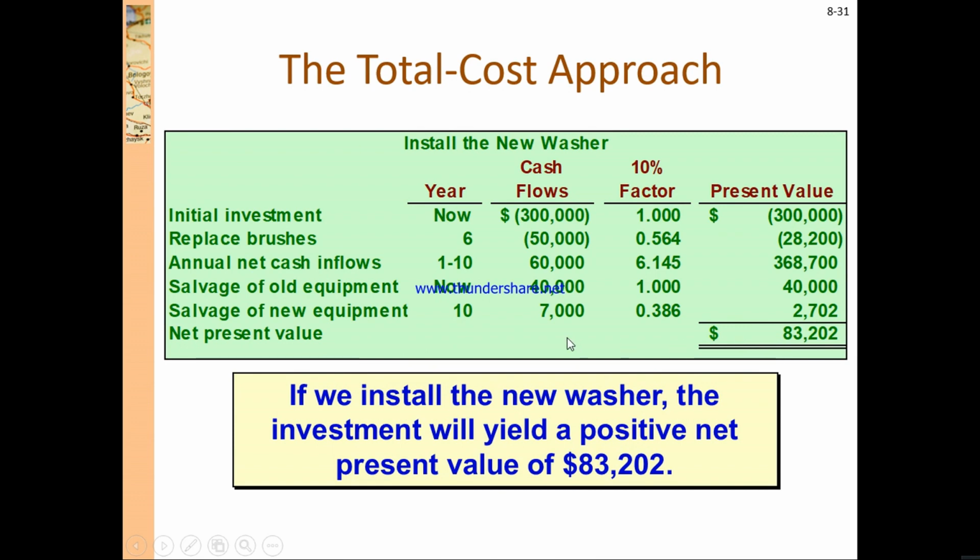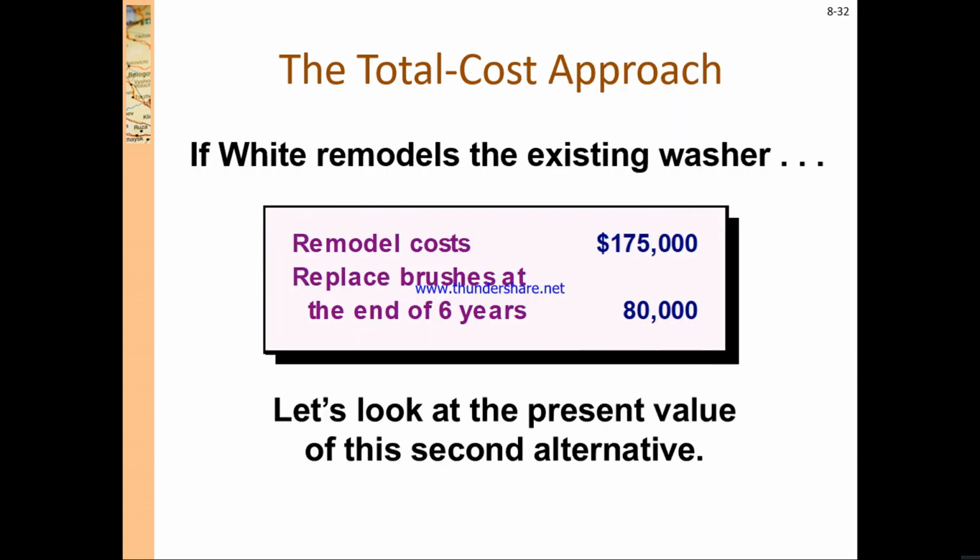It is a positive figure. Am I right? So the net present value in this case is a positive figure. As the net present value is positive, if we install the new washer, the investment will yield a positive net present value of 83,202. So this project will be accepted, as the net present value is positive by the sum of cash outflow and cash inflow.